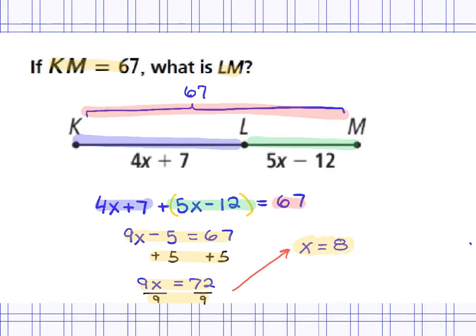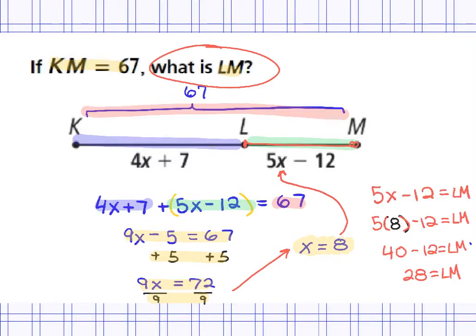Now that I have my x value, I can take that and go back to the original question to see what they're asking. And as you can see, it says, what is the value of LM? So I want to take my x value and plug it in for the x value of LM, and then I can solve and find how many units long that measurement is. So here I have 5x minus 12 is equal to LM. I plugged in 8 for my value of x, so 5 times 8 minus 12, and that gives us 40 minus 12, which is equal to 28. So our final solution should be 28 units.